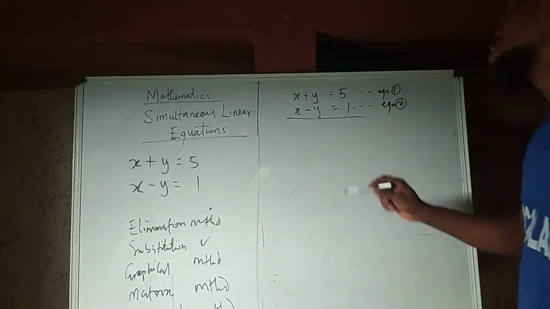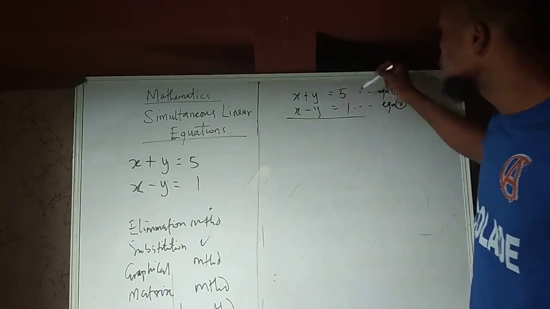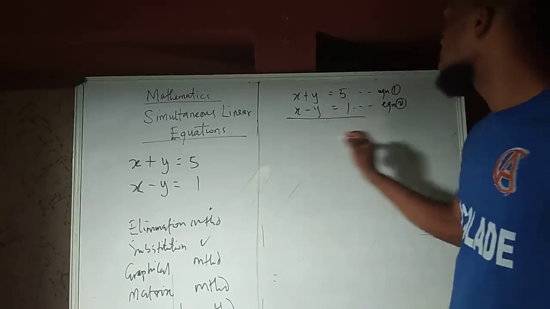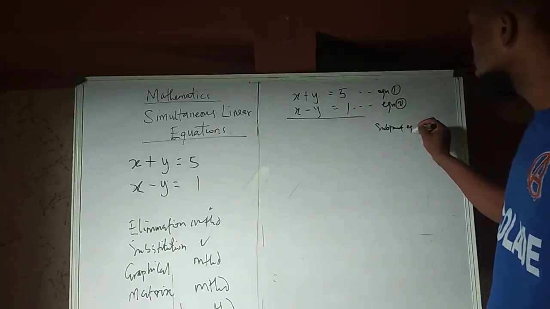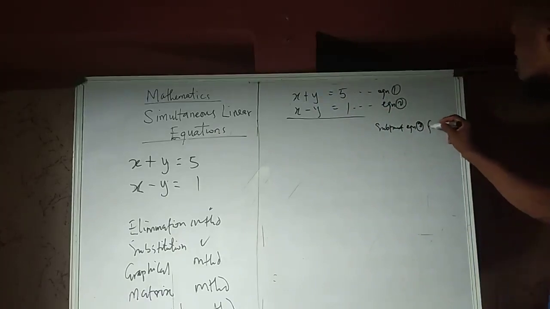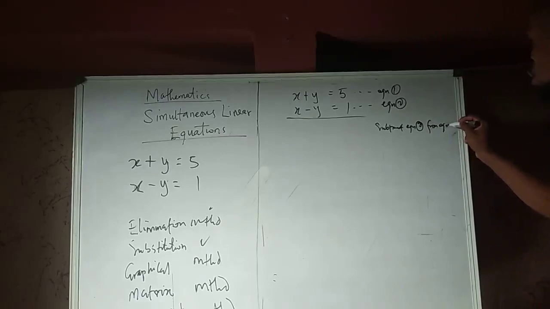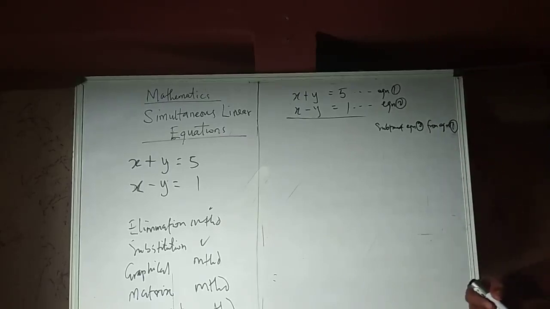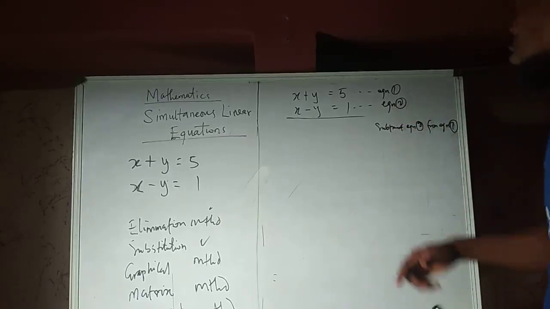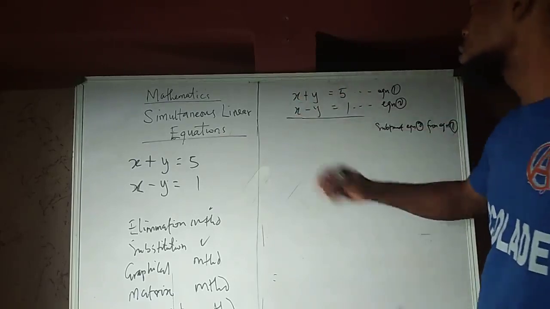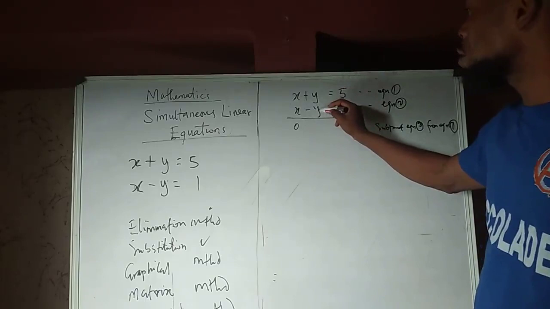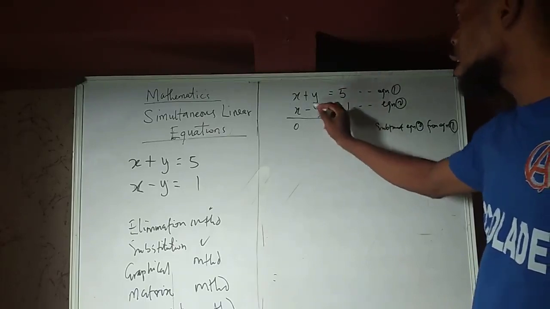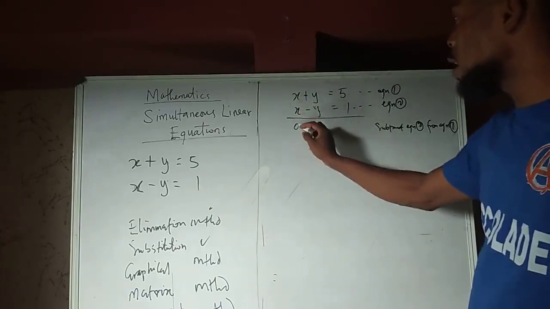Look, just watch what I'm going to do. I'm going to subtract equation 2 from equation 1. So x minus x will give me 0, right? Then I'll now have y minus y. Now this is going to be like x minus x for 0.